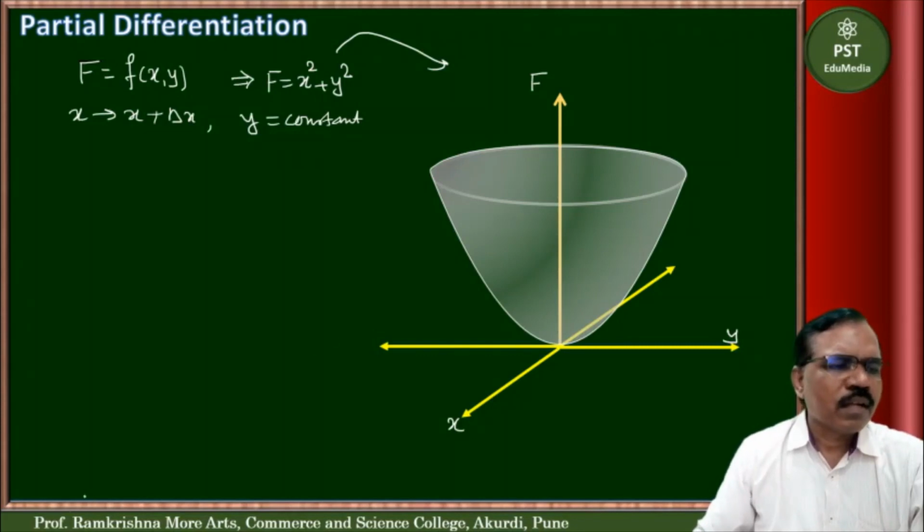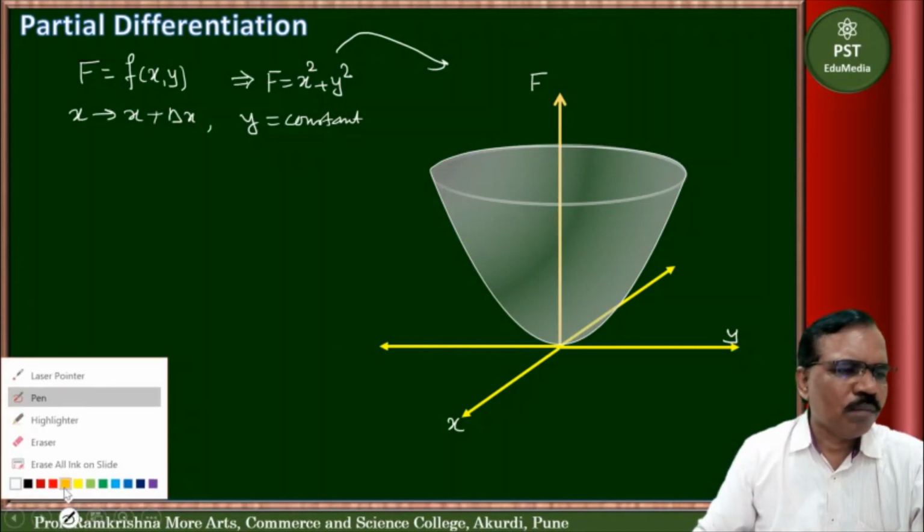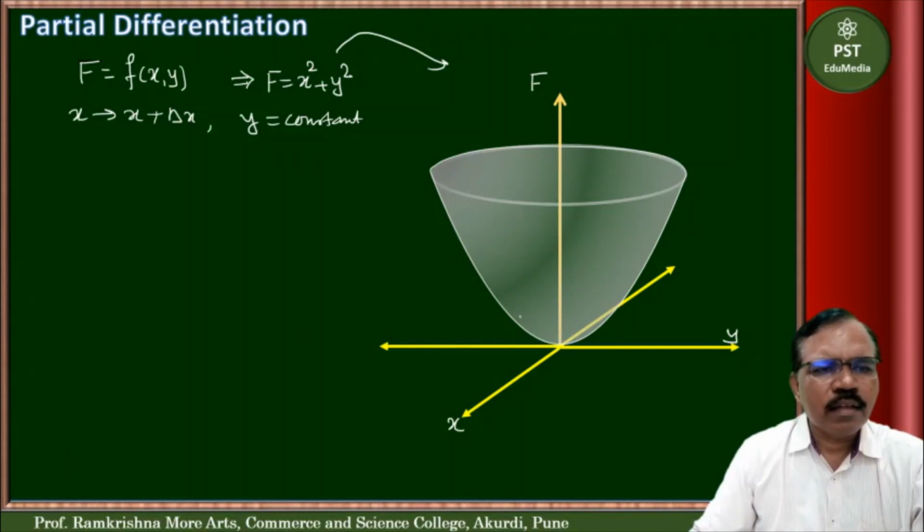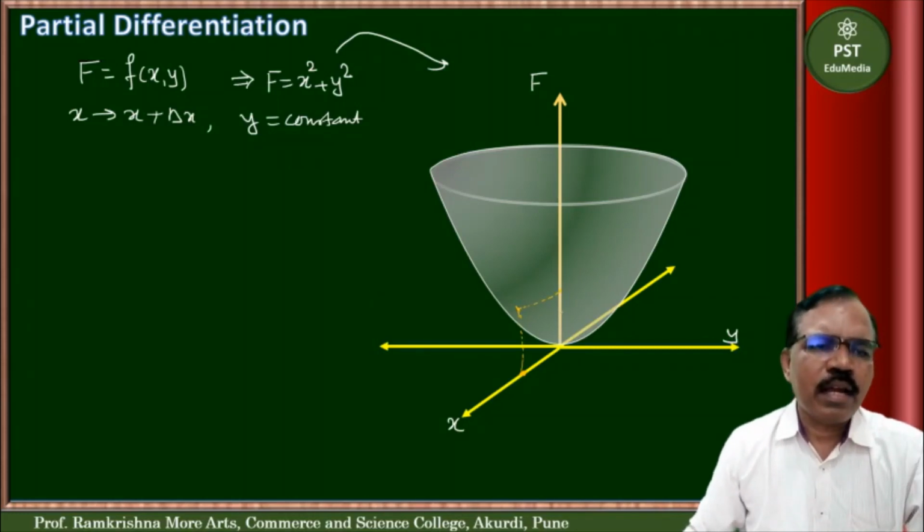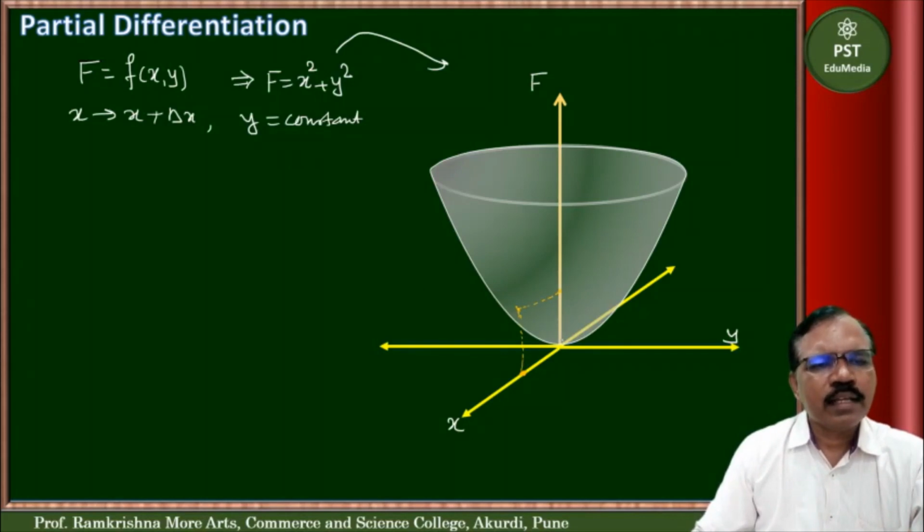Means here corresponding to some value of x, here I will take some value of x. Corresponding to the value of x, function will have value f and y is constant here. Suppose this is the fx plane, then y is 0, suppose. And keeping y constant, so this is for x, function is f.